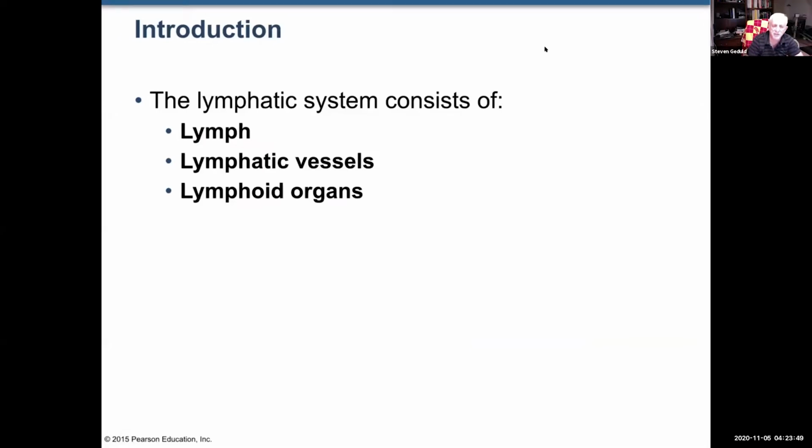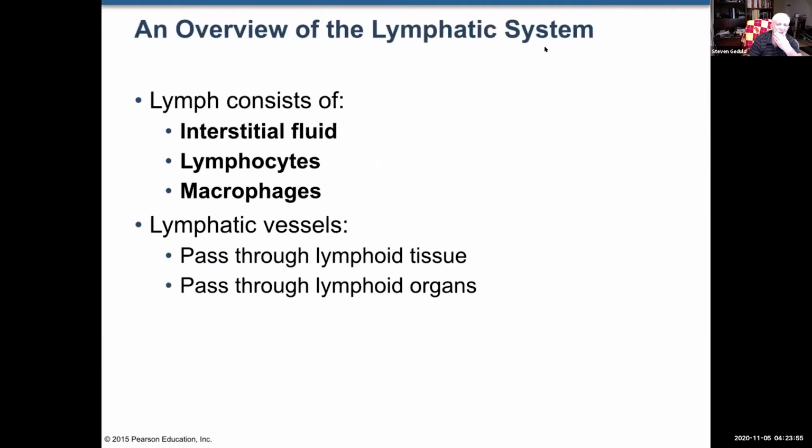The lymphatic system consists of lymph, lymphatic vessels, and lymphatic organs. The lymph, which is the liquid part, consists of interstitial fluid, lymphocytes, and macrophages. The lymphatic vessels pass through lymphatic tissue, and they pass through lymphoid organs.